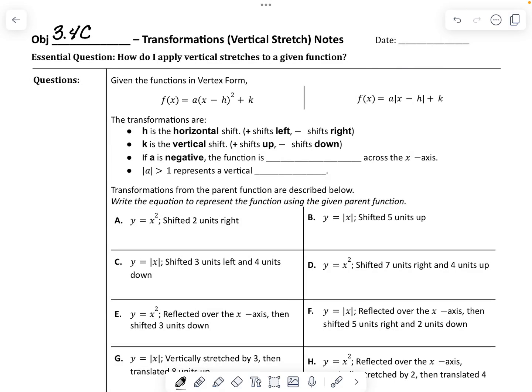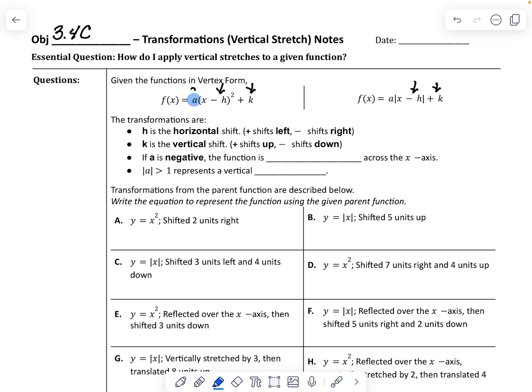Okay, so in this video, I'm going to cover 3.4c, Transformations, Vertical Stretch Notes, and we're going to answer the essential question: how do I apply vertical stretches to a given function? So remember your vertex forms for both quadratic and absolute value. Remember where your h is, remember where your k is, right? And then remember where your a is.